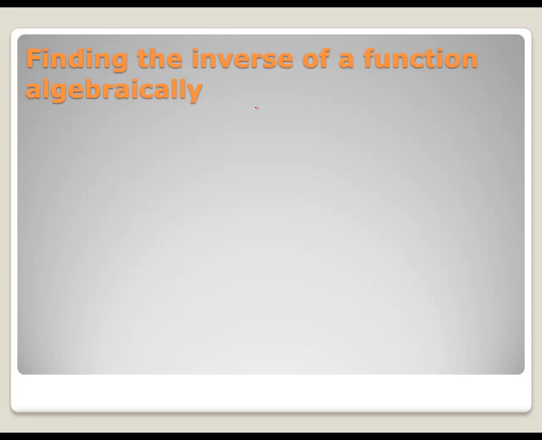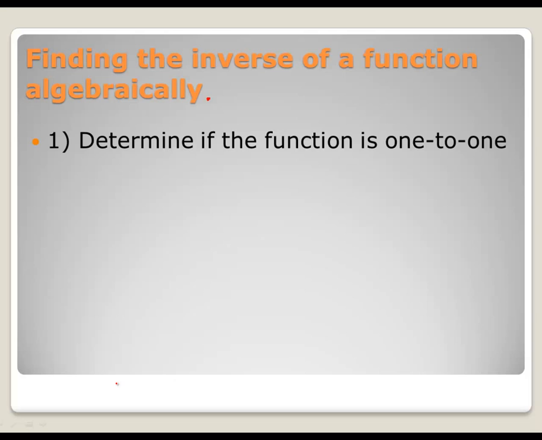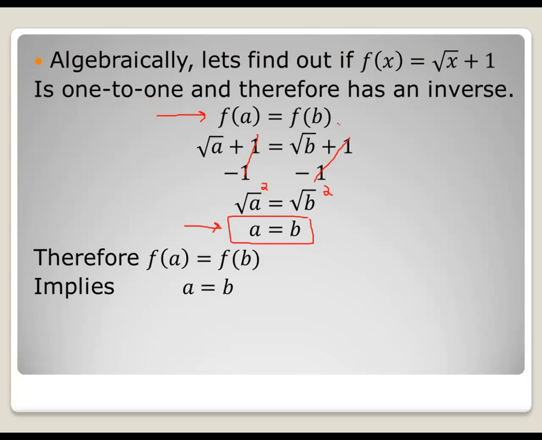Okay, finding the inverse of a function algebraically. Alright, so this is the important thing. You'll be doing this a few times on your homework assignment. Here are the steps you need to follow. First, we need to determine if the function is one-to-one. We could use the horizontal line test, so you can graph the function and see if it passes the horizontal line test. Or you can do what we did on the previous slide and see if f of a equals f of b implies a equals b.